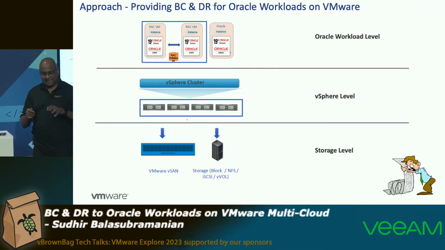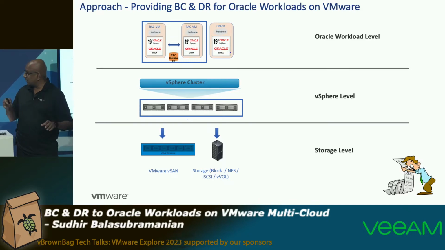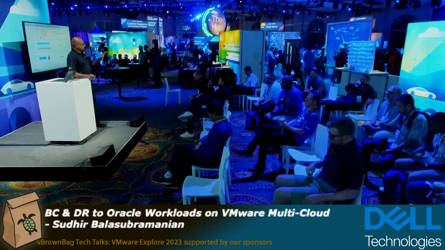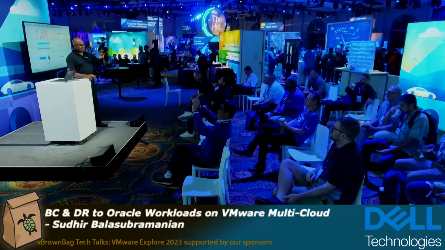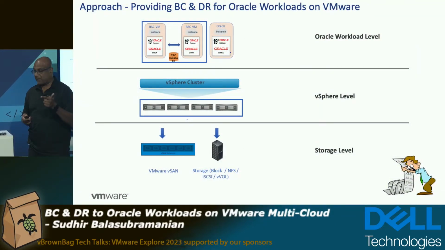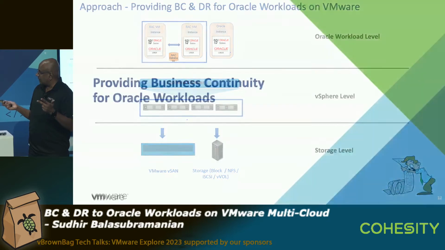So the key ask of today is choosing the right technology for BC and DR, and choosing the appropriate technology from a VMware perspective, right? So any approach you take, whether that's business continuity or disaster recovery, happens at 3 different levels: the application level, the VMware vSphere level, and the storage level, right?